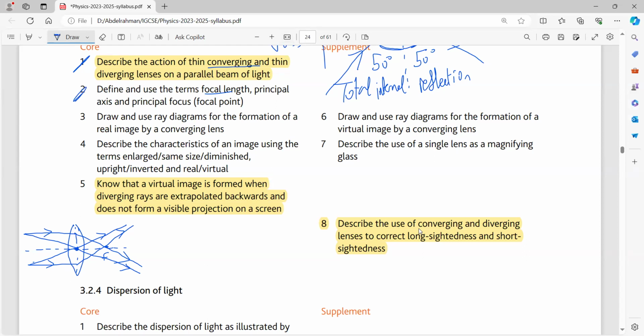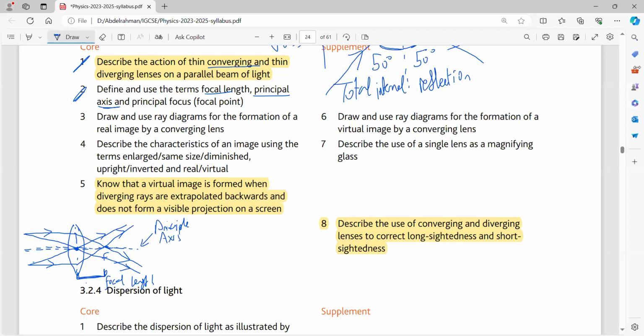What is the focal length? Focal length is the distance between the center and the F. This is the focal length. What's the principal axis? Because you usually tend to forget what the principal axis is. The principal axis is this dashed horizontal line.